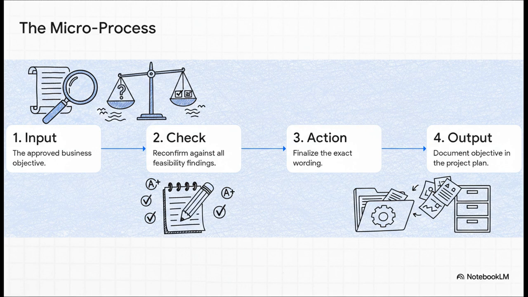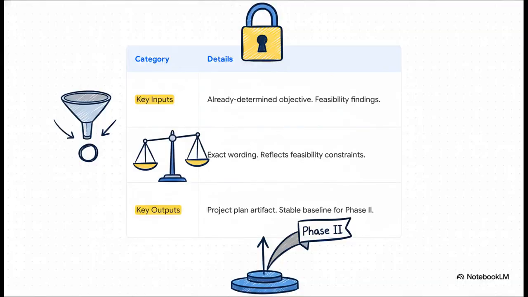The process here is actually super logical. It's not rocket science. First, you grab the business objective that was already decided on earlier. Then, and this is key, you double-check it against all the findings from the feasibility analysis. Next, you nail down the final, exact, crystal clear wording. And bam, you document that wording in the project plan. Done.